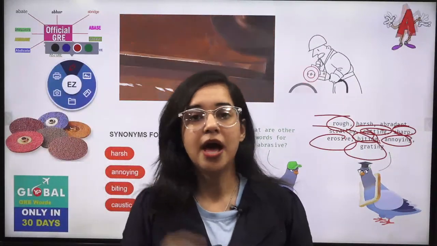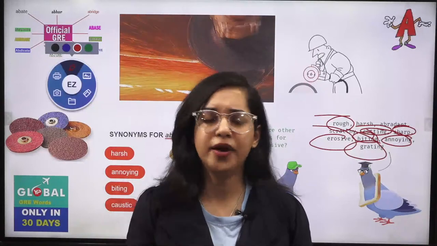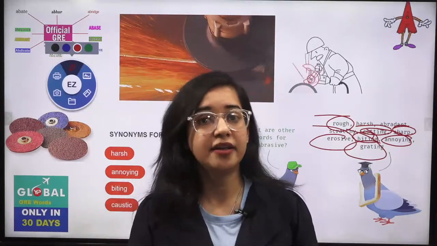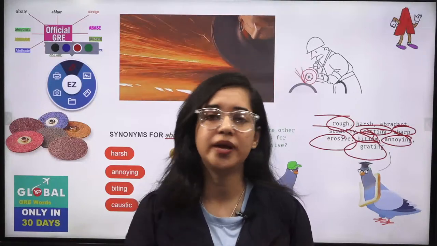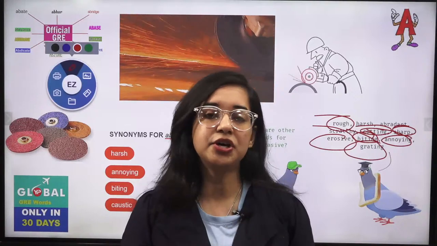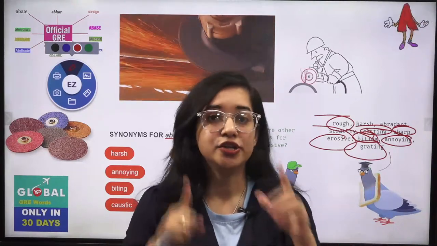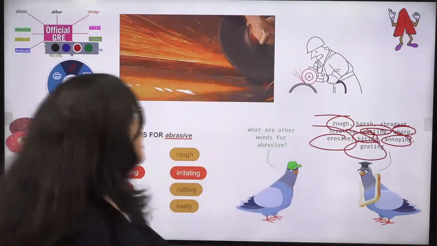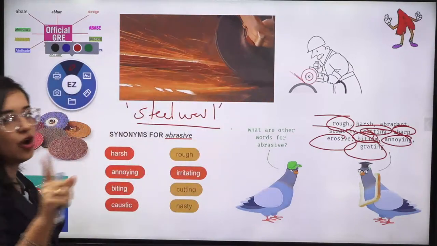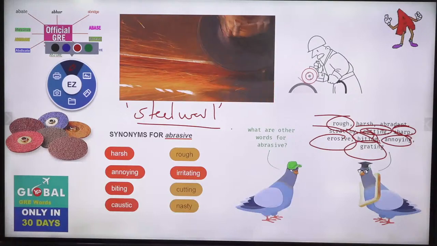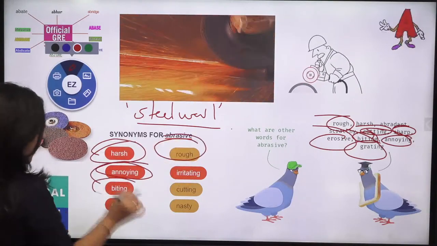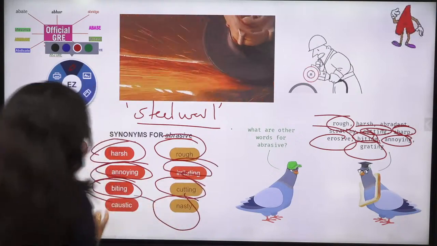And even one more thing in this is, it can be used for a person also. How for a person? A person who is very rough, very rude. There are people who are very soft-spoken, very polite. But on the other hand, there are people who are extremely rude, extremely harsh, and they do not know how to talk. So that can be termed as an abrasive personality. So abrasive personality, you remember with steel wool also. That's something that is not polite, not soft, very hard, cutting, and rude, right? So it is harsh, rough, annoying, biting, nasty, cutting, irritating, and caustic.